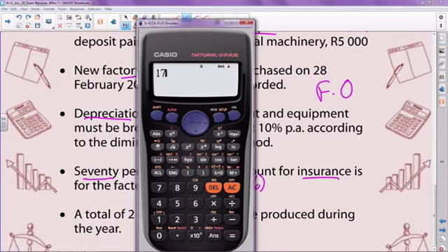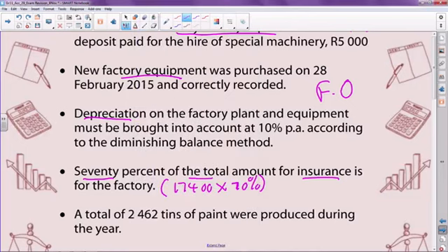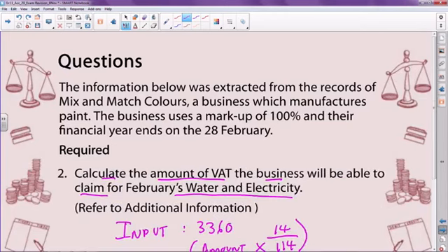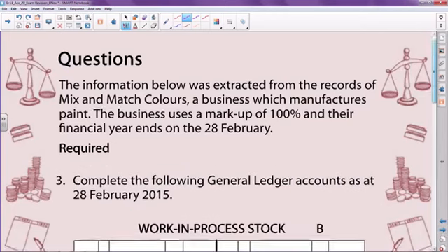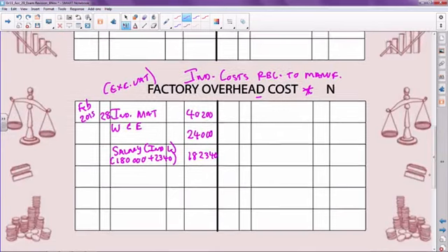Okay, 17,400 times 70%, and the expense relating to the factory, 12,180. So let's take that through, 12,180. I want to write the amount first, 12,180, and obviously this affects insurance.